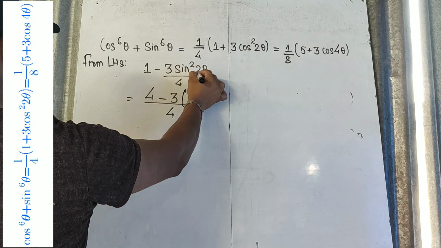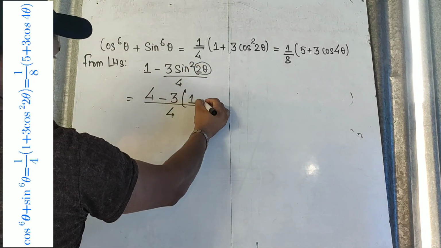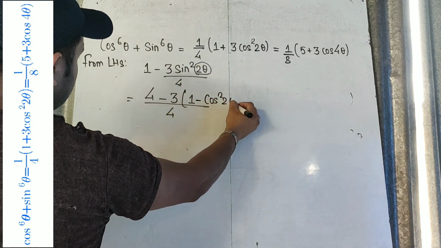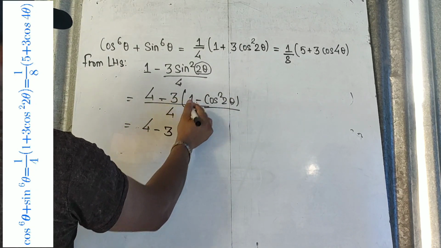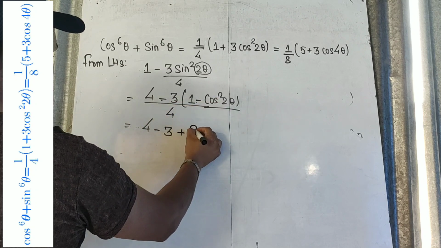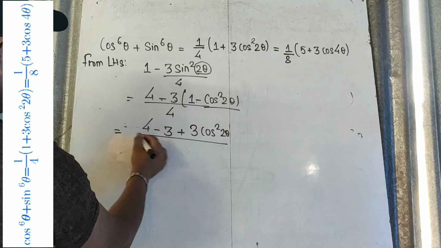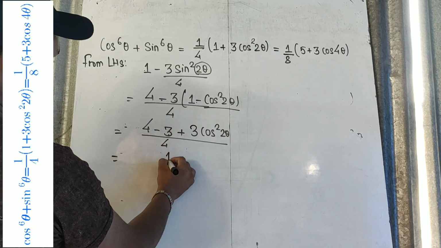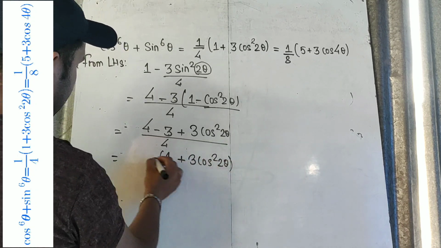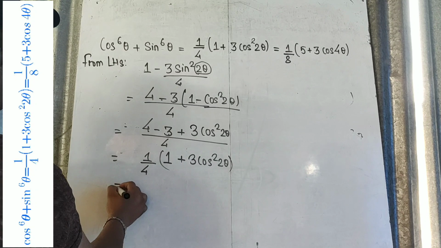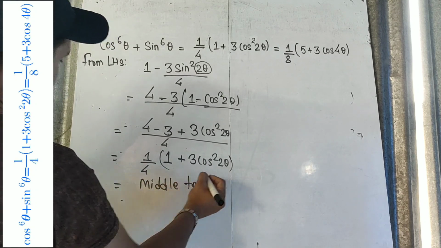So we can change this sin square theta into cos square theta. We know that sin square theta, 2 theta is taken as theta, is 1 minus cos square theta. Now multiply it. 3 1 is 3. Minus and minus gives you plus. 3 into cos square 2 theta is 3 cos square 2 theta. And you have 4 in the denominator. Now 4 minus 3 is 1, plus 3 cos square 2 theta, and 1 by 4. This is our middle term. Now we got the middle term.